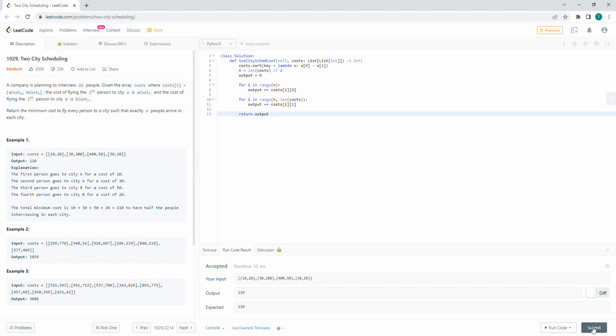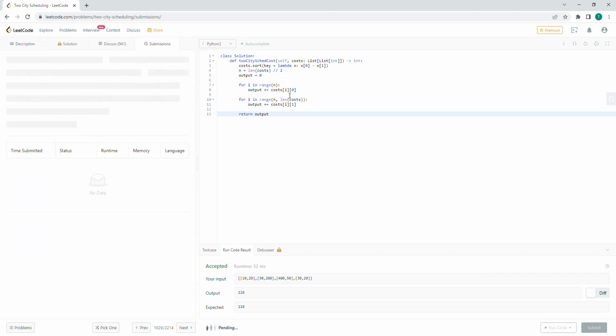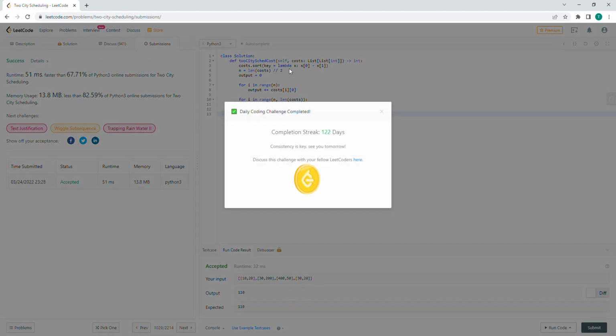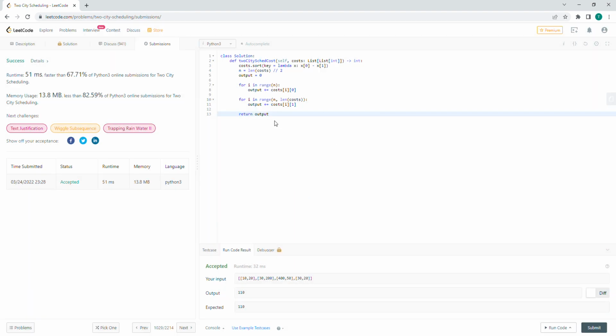Anyways, let's submit it. So time complexity for this would be big O of n log n because we're using a sorting algorithm. Memory complexity is big O of n because we're storing everything inside an integer variable.